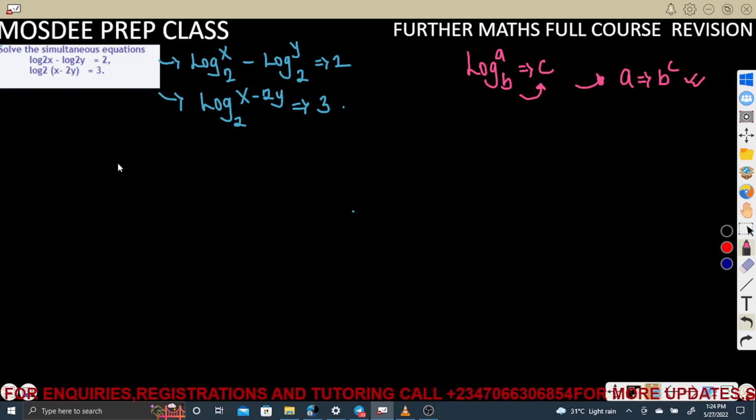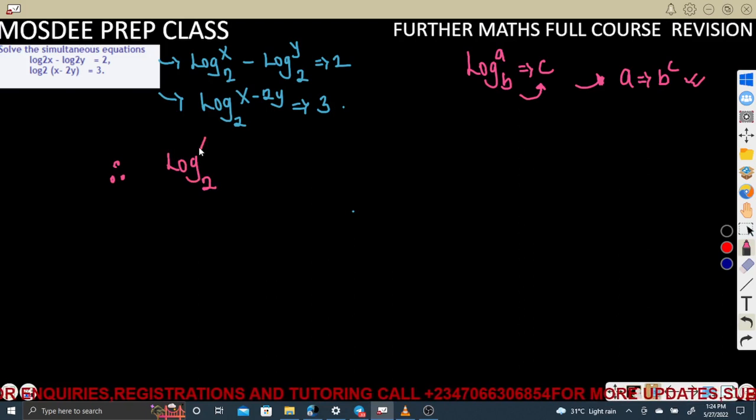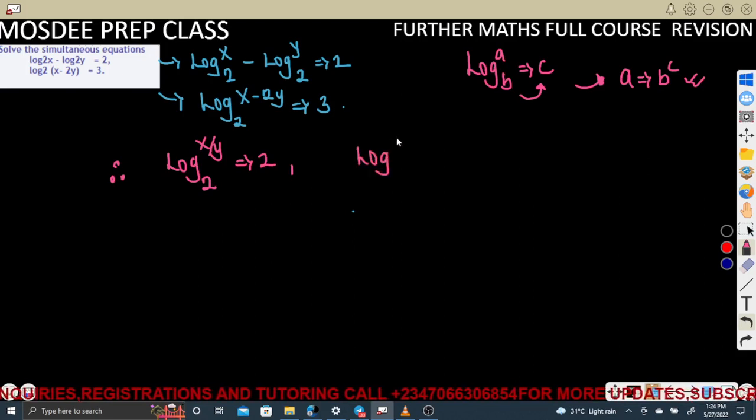Look at the first one. Simplifying the first one, you can just pick because the bases are the same. This is x over y equals 2. It has taken the format of argument, base and right hand side, which is what I want us to focus on. Then the second equation is already in that format. x minus 2y is the argument, the base is 2, and the right hand side is 3.